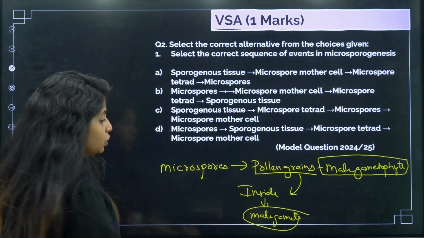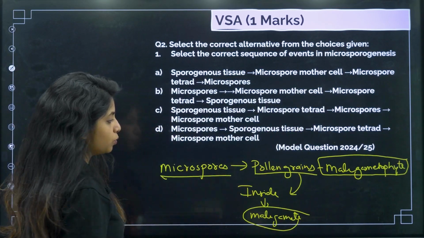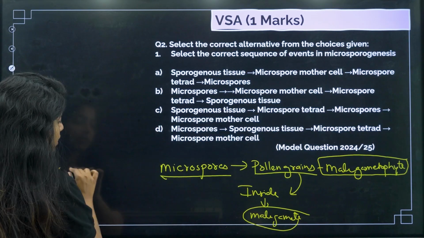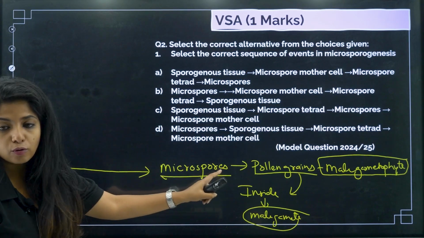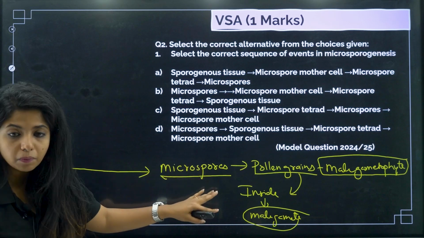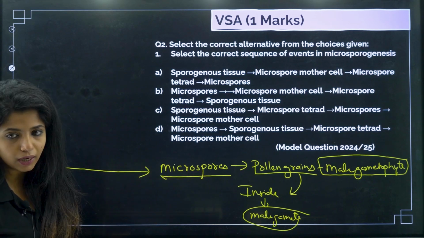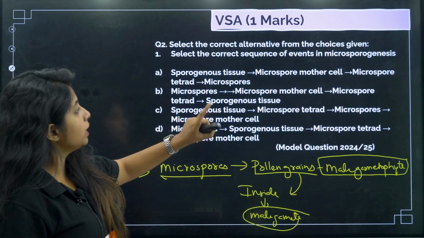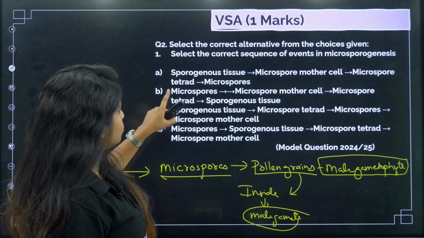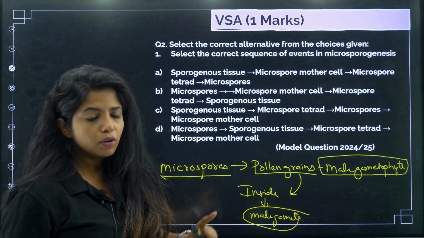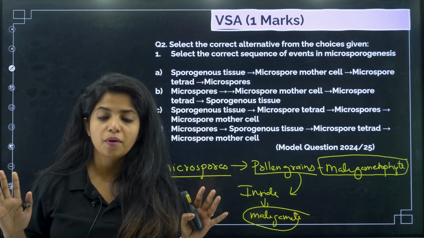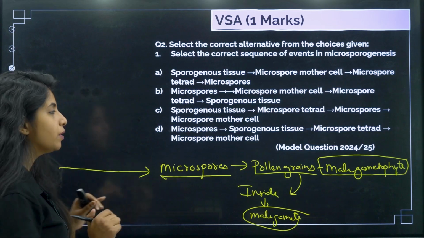So pollen grains have it. So where did pollen grains come from? From the microspores. Now you are asked, what is the sequence of formation of microspores? There might be a lot of things at the end of which you get microspores. So what is the correct sequence of that? Let's see. The correct sequence will be sporogenous tissue, microspore mother cell, microspore tetrad, microspore. Is that true? Or is it this? How will you remember this? So basically we have to remember in order only.